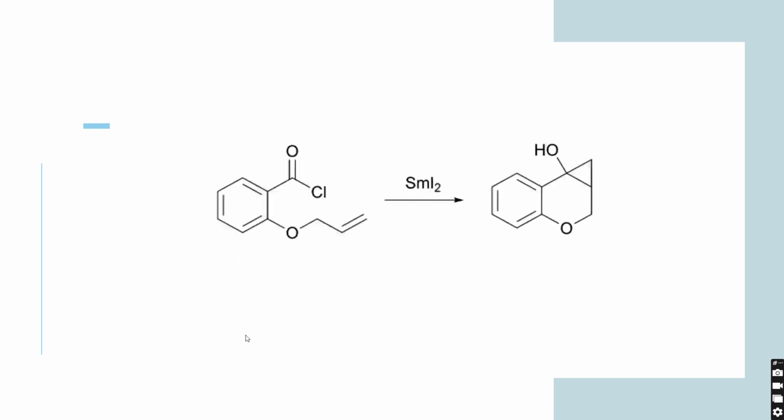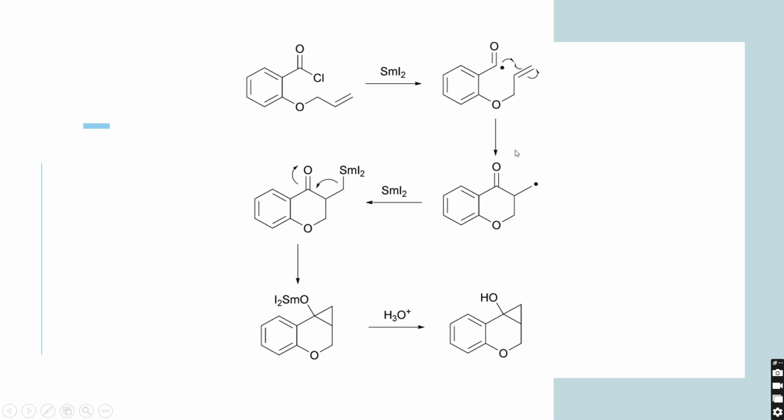A similar kind of reactivity is also observed in this reaction, where this carbonyl group is going to react with the allyl functionality in presence of samarium iodide to give us the cyclopropane containing this alcohol functionality. So at first the single electron transfer will take place at the acyl chloride center, and that will undergo radical coupling reaction with this allylic double bond which is in close proximity of the acyl chloride function.